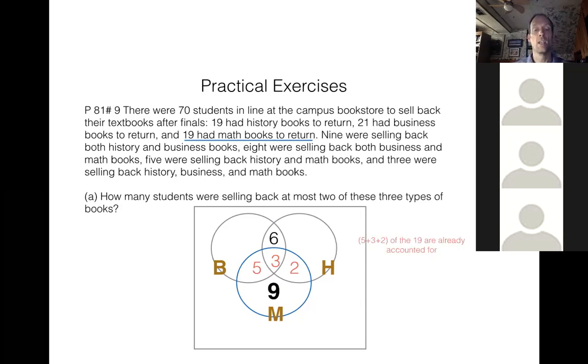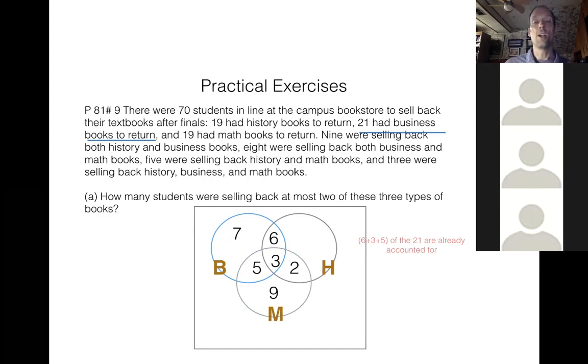You did it. Okay. And we're going to back up again. 21 had business books to return. So only the business circle and nothing else. Kevin's next. Kevin, number 17. Kevin, what number do we think is probably going to go in the business circle that's not connected to any other spot there? Is it 7? Okay. You are exactly right.